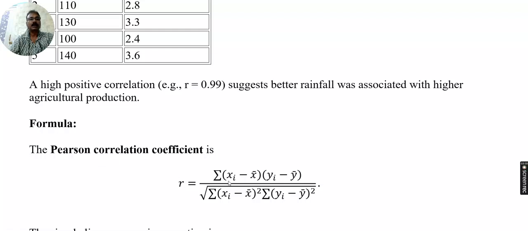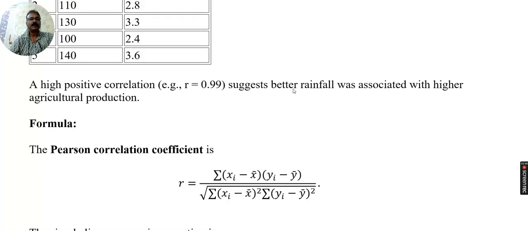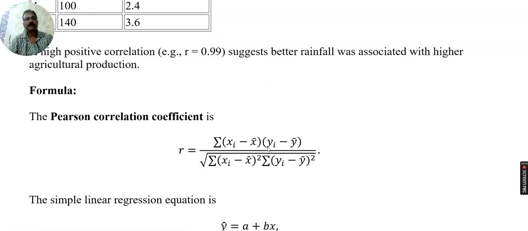The formula: R equals summation of (xi minus x bar) into (yi minus y bar), where xi is the independent variable and yi, the dependent variable, is crop yield, and y bar means y mean. So x mean and y mean we have to calculate, divided by the square root of summation (xi minus x bar) square into summation (yi minus y bar) square. This is the formula. One scholar should remember this formula.